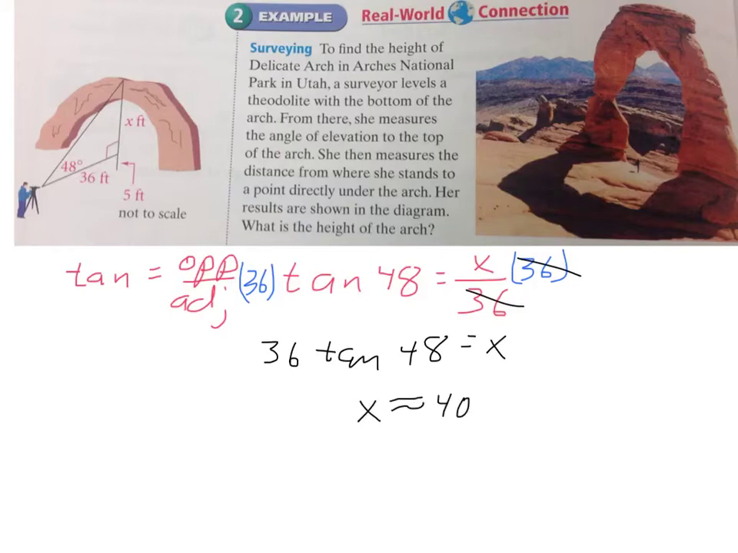And then, as you can see from the picture at the left, the surveyor set up his theodolite 5 feet from the bottom of the arch. So to get the total height of the arch, we're going to have to add 5, giving us the arch to be approximately 45 feet.